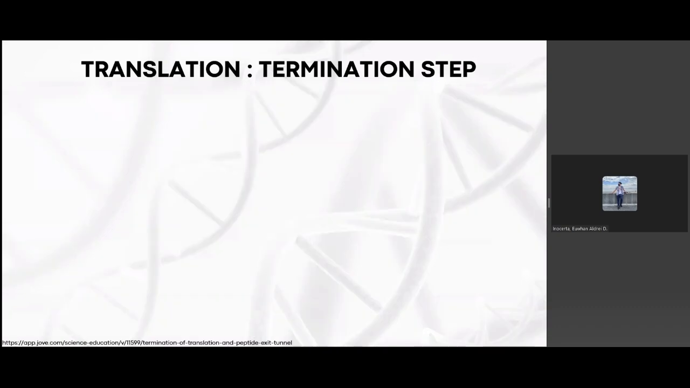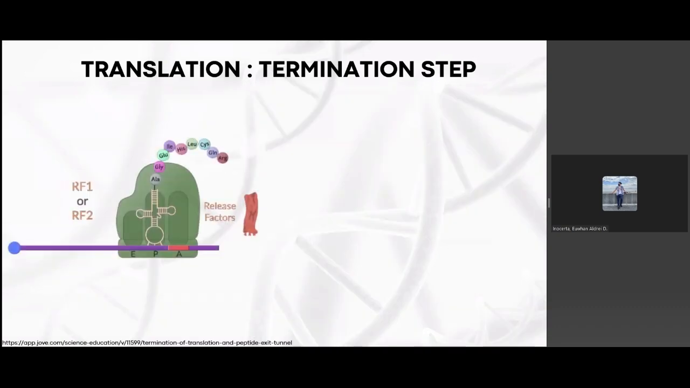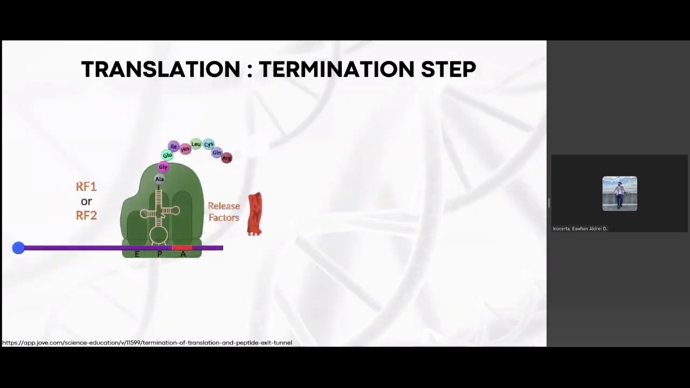However, that doesn't mean that the process ends there. The presence of stop codons is recognized by a special type of proteins, and these are called the release factors. Release factors have their role. The primary role of RF, or the release factor, is to bind with stop codons and promote the release of polypeptides.